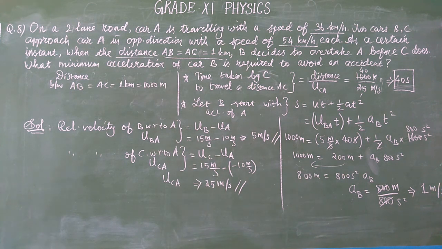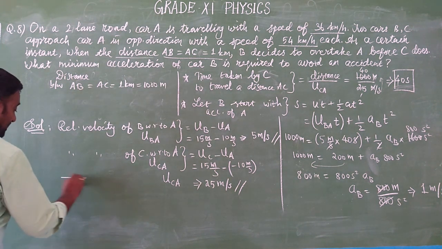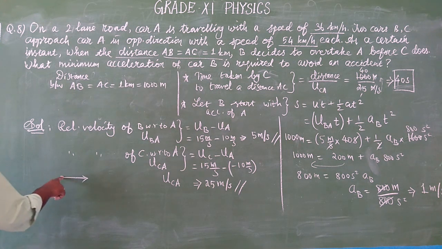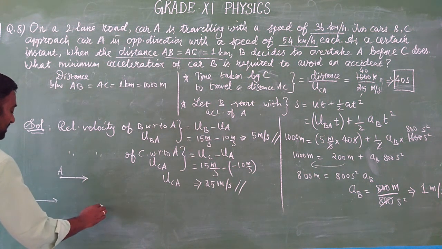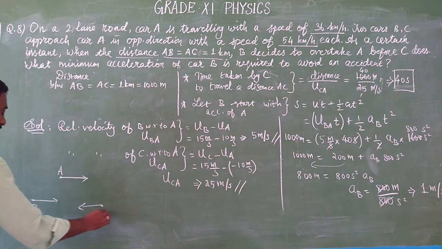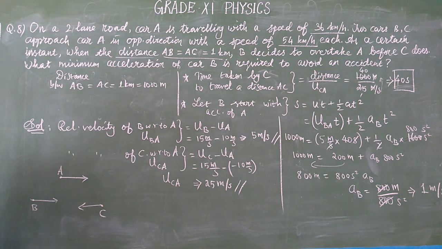I repeat the question once again. Initially, car A is moving with some speed. In a two-lane road, from opposite directions, two cars approach. Car B approaches car A. At the same time, car C also approaches car A, but from the opposite direction. And in that case, the original distance between AB and AC is equal. Both are said to be 1 kilometer. And they gave all the cars' velocities in kilometer per hour. We need to convert it to meter per second.